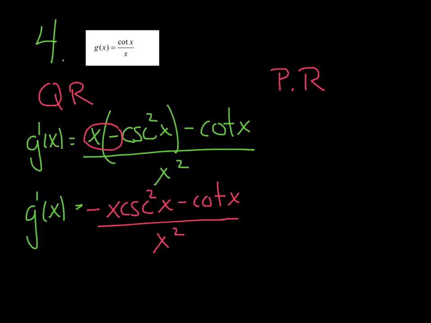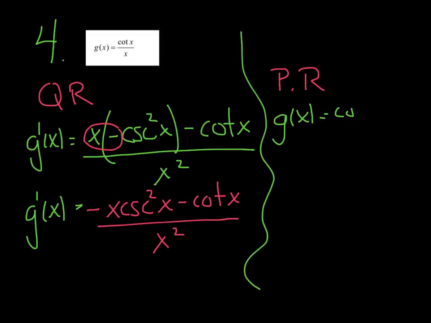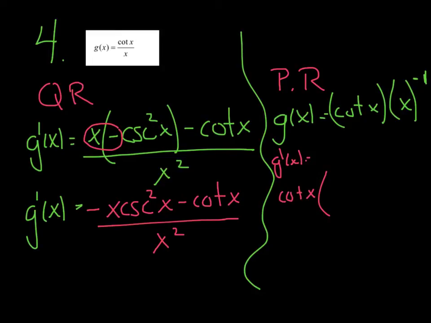Let's try that same thing with product rule. The first thing I would do is rewrite that function and say g of x is actually cotangent x times x raised to the negative 1 power. So g prime of x is the first, cotangent x, times the derivative of the second, negative x to the negative 2, plus the second times the derivative of the first, cosecant squared x.